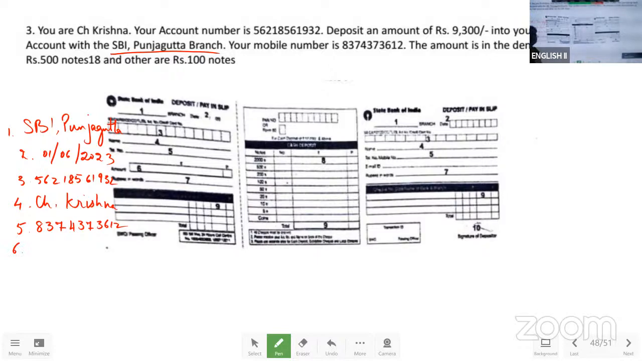Sixth is the amount in figures, 9,300. Seventh is in words. 9,300 only.